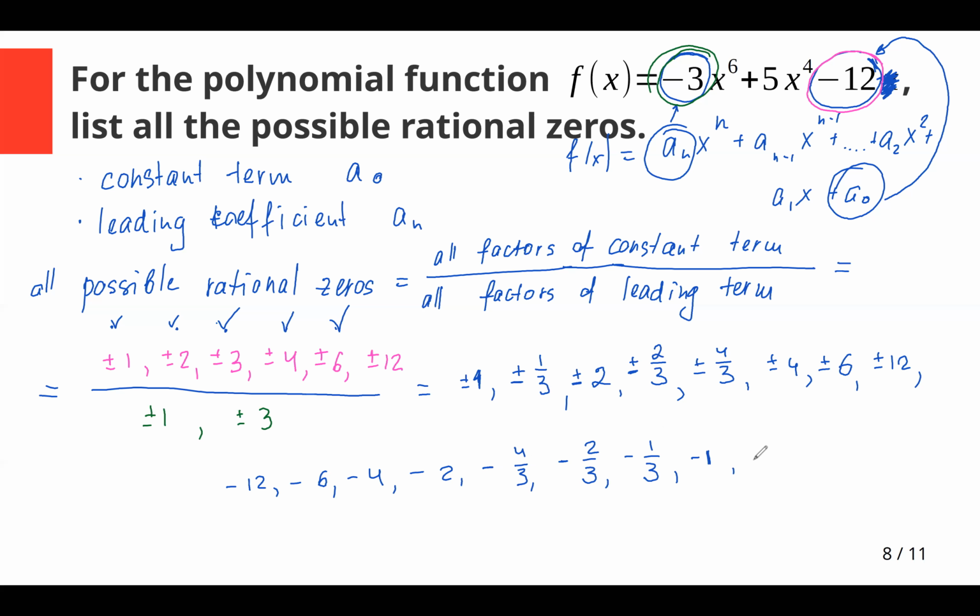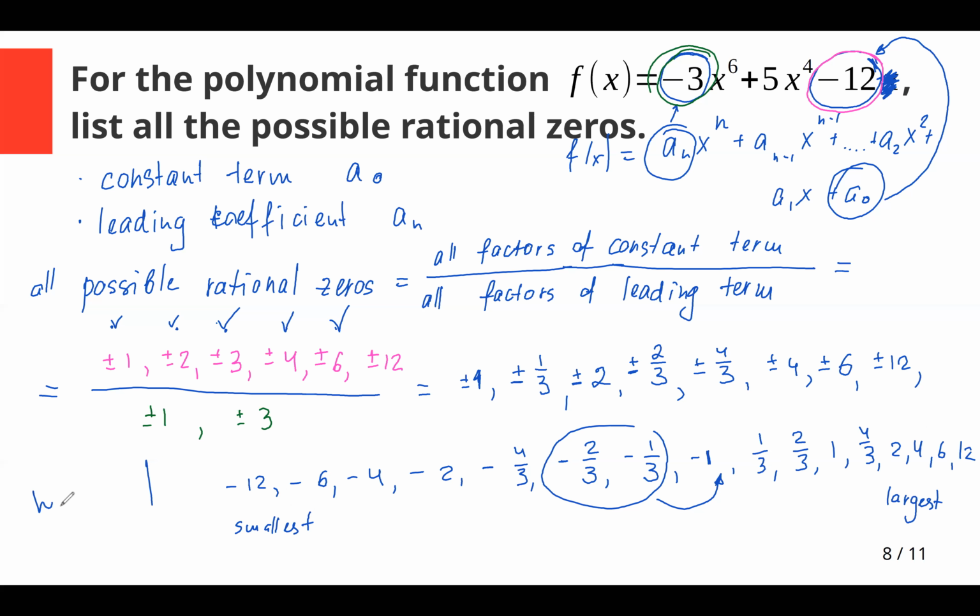Oh, you know what? Oh, no, negative 1 over 3 and negative 2 over 3, they should be over here, right? Because negative 1 is larger. So here we will start with 1 over 3, 2 over 3, 1, 4 over 3, 2, 4, 6, and 12. So we will list all 16 of them, but we must order them, right? So from smallest to largest, right? So this is sometimes what you're asked to do in WeBWorK. Something like that. Okay, so let's stop here on this question.